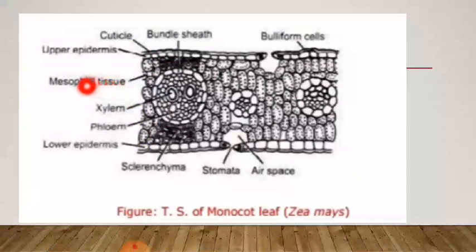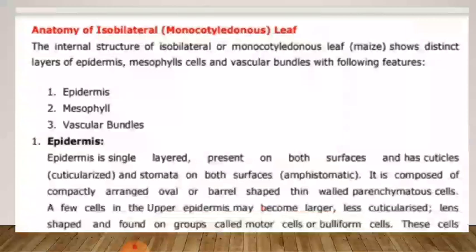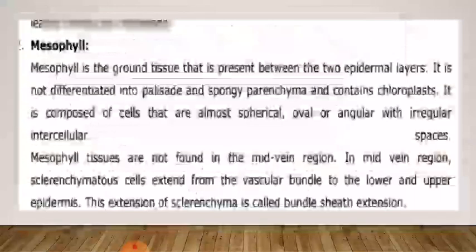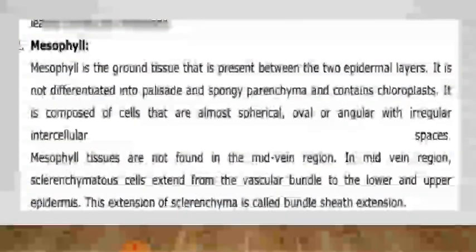In case of a dorsiventral leaf, there is differentiation of mesophyll cells into palisade and spongy parenchyma, whereas in this isobilateral leaf, there is no such differentiation. They are the same from upper epidermis to the lower epidermis. Such a region between upper epidermis and lower epidermis is known as mesophyll region. It is composed of cells that are almost spherical, oval, or angular with irregular intercellular spaces.